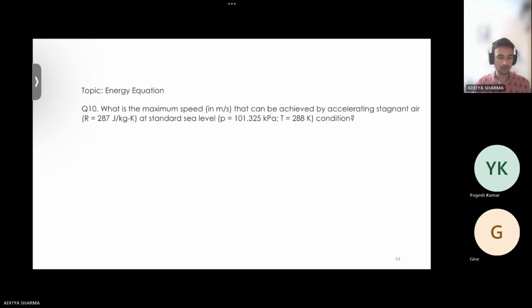So this is the next question. What is the maximum speed in meters per second that can be achieved by accelerating a stagnant air, whose universal gas constant has been given, at a standard sea level of this and this condition, all right? So this has been given to us. So the topic is energy equation, all right?